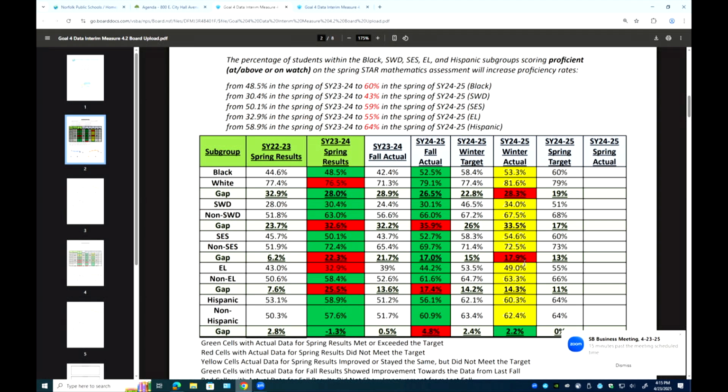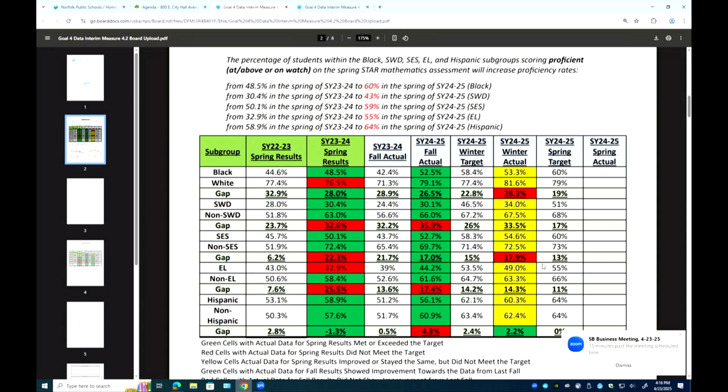So when we're looking at this one, it's very similar as far as how it's laid out. Now we're just looking at it from the math perspective. So measure 4.2, we're looking at students to move into the proficiency band in our black subgroup from 48.5 to 60%, SWD 30.4 to 43, SES 50.1 to 59, and then EL 32.9 to 55, Hispanic 58.9 to 64.